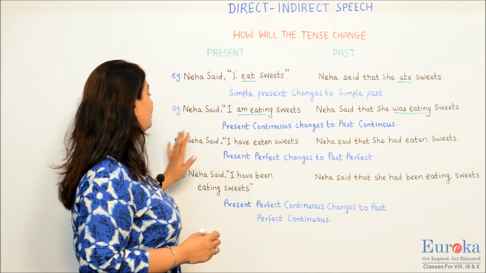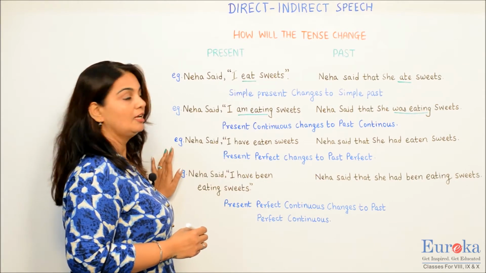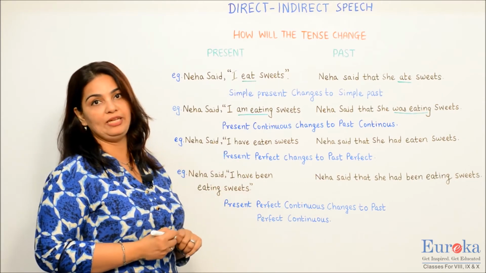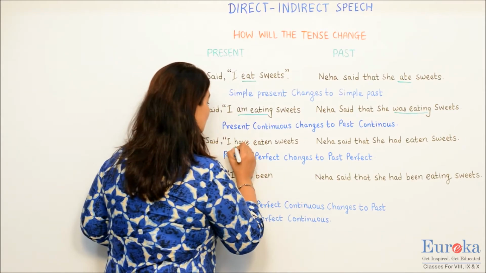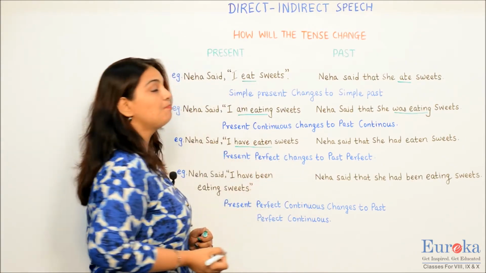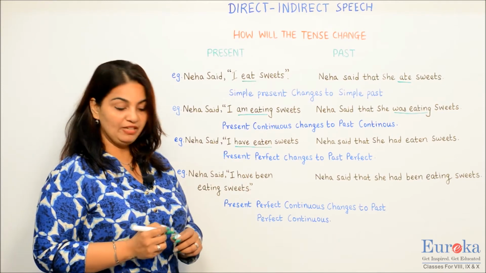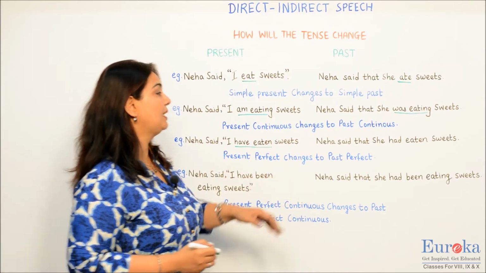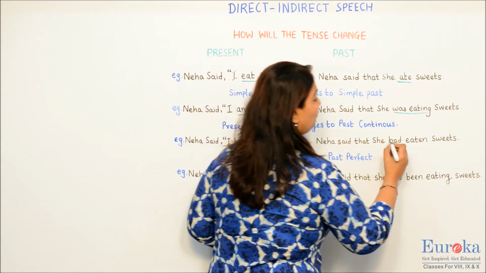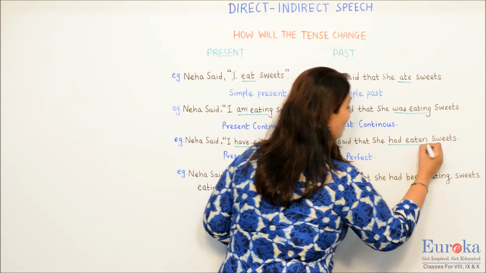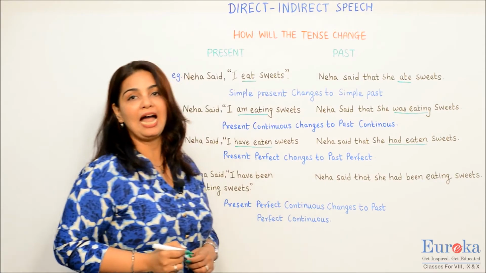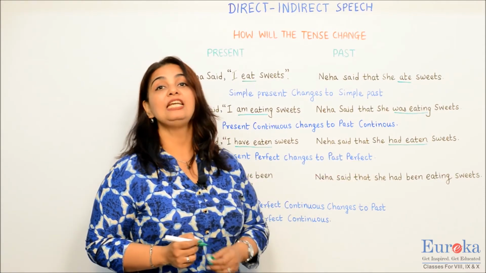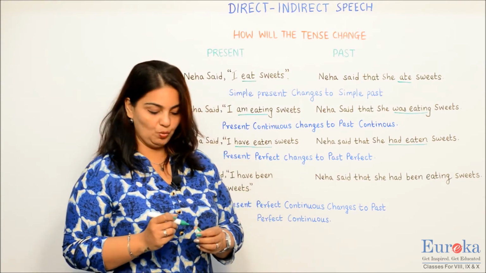Now, let's look at the third example that is given. Neha said, I have eaten sweets. Now, have eaten becomes the present perfect tense. So, when we change the present perfect tense, it will become a past perfect tense where have will be changed into had. So, Neha said that she had eaten sweets.